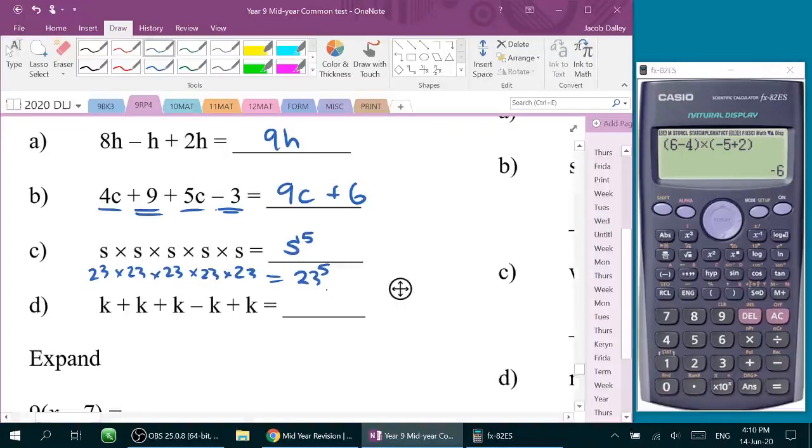Okay, this one here, what starts with k? Kites. One kite plus another kite gets 2 kites, plus another kite is 3 kites. Take away one kite, we're on 2 kites, plus another kite, we're back to 3 kites. 3 kites. k for kite.